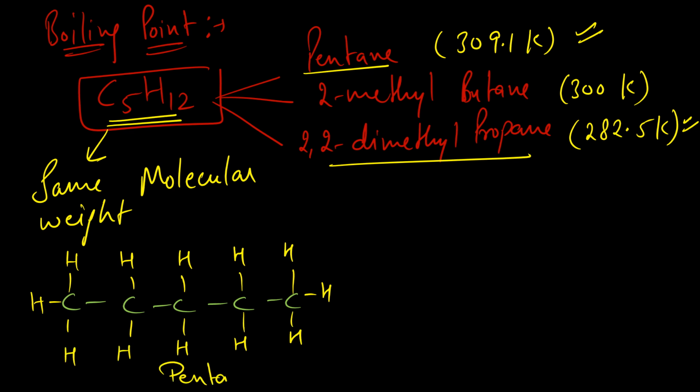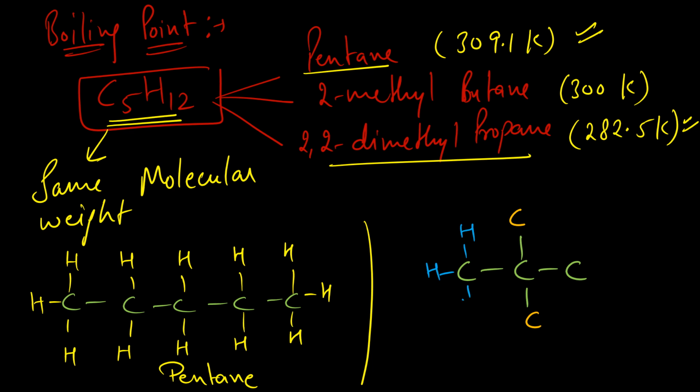Okay. Now let's check the structure of 2,2-dimethylpropane. So in this case, what do we have? We have 2 carbons as a branch here, and the 3 carbons are coming as a chain. Now let's arrange the hydrogens with it. So now what you can see in this case is that they have the same molecular weight.